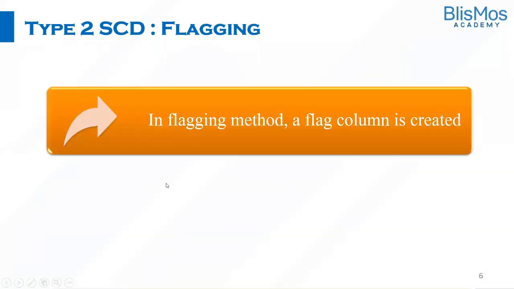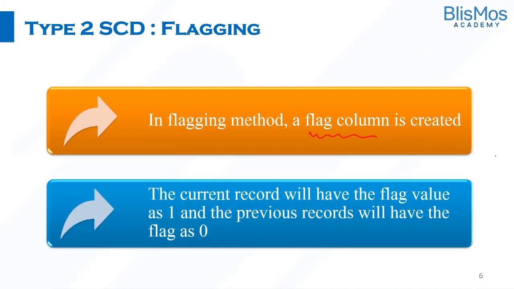In flagging method, a flag column will be used. The current record of the flag column will have the value as 1. It is the current data. All the previous records will have the flag as 0. Let us take an example here.